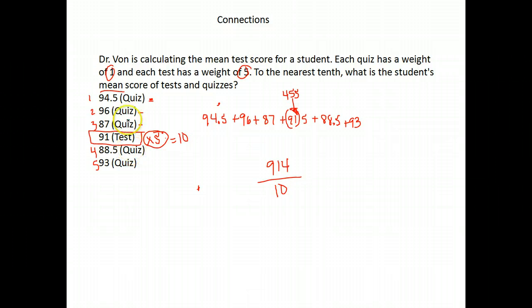Even though there were 6 items there, the test counted as 5. Okay, so we count it 5 times. We go ahead and do that, and 914 divided by 10 gives us 91.4. Okay, so the weighted average for this student was 91.4.